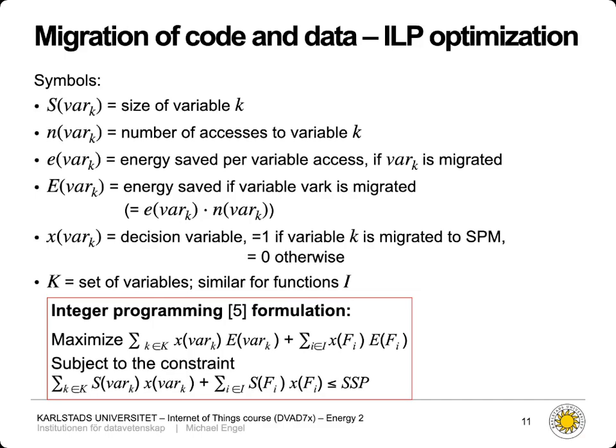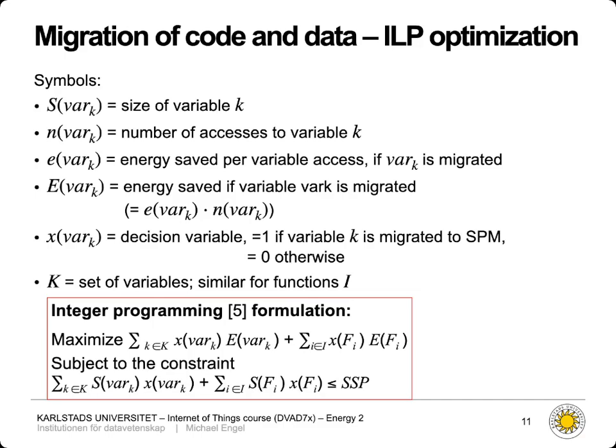So if you want to migrate code and data, you can use a mathematical approach we call ILP, or integer linear programming, which is essentially a set of inequations we use to optimize a given number. I'll not go into very many details on these, but it's interesting to see at least what is modeled in such an ILP. So for example, we have certain functions here.